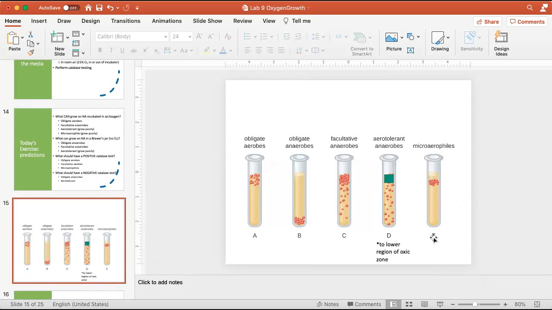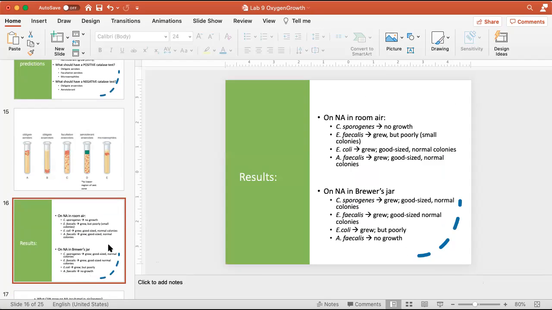Remember, we're going to look at these patterns in our thioglycolate tubes, but we're going to remember that it's not going to look as perfect as this because growing cells tend to clump together. All right, are you ready for some results? Let's look at the nutrient agar plates first. I don't have pictures of these for you, I apologize, but they just didn't come out very good. My pictures were too dark. So on the nutrient agar plates that were incubated in the room air, here are the results for our 4 organisms.